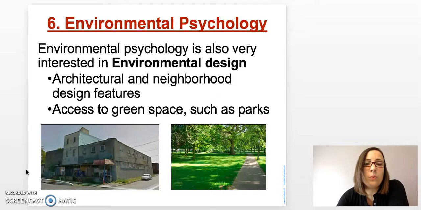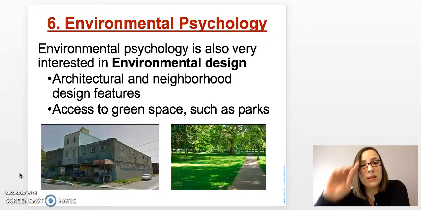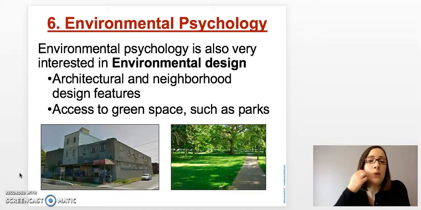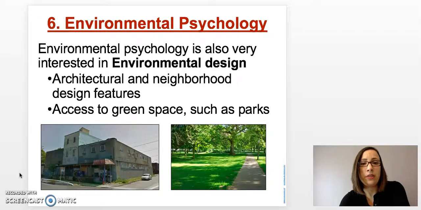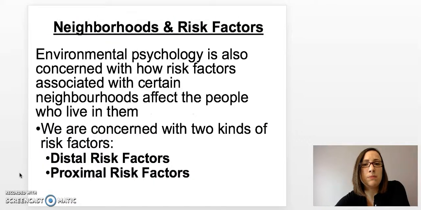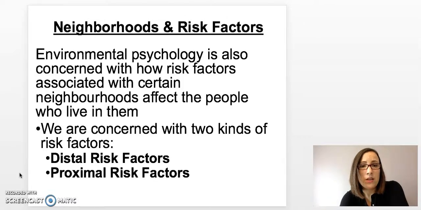We see that when people live in a neighborhood that looks a little bit more like this, it has a huge impact on their mental health and well-being. People don't feel the same sense of ownership, trust in one another, things like that. They don't feel as safe. Big, big impacts on people's well-being. We're interested in community psychology in neighborhoods and risk factors. So these are areas of concern for environmental psychology as well, and how a neighborhood would affect the people who live in them.